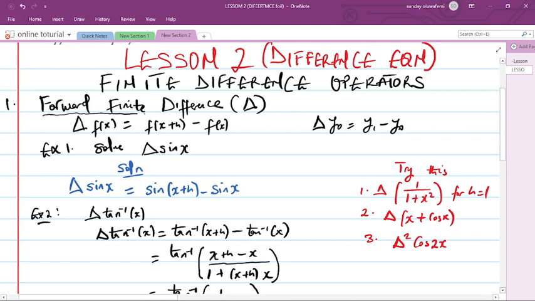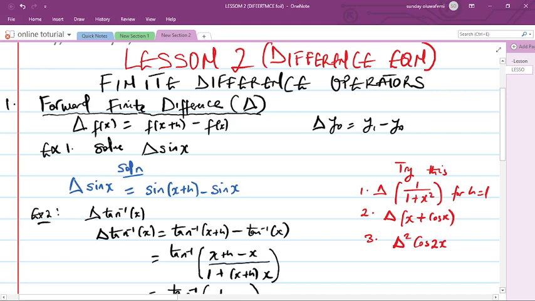Also, if you have not watched the first lesson of difference equation, I urge you to watch lesson 1 of difference equation for you to understand the introduction of this topic.